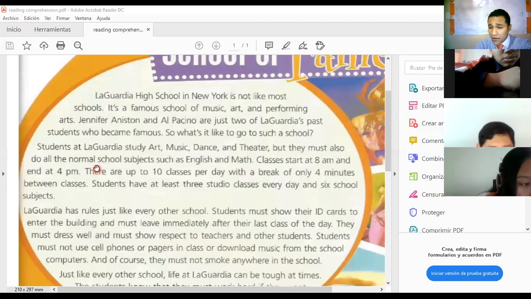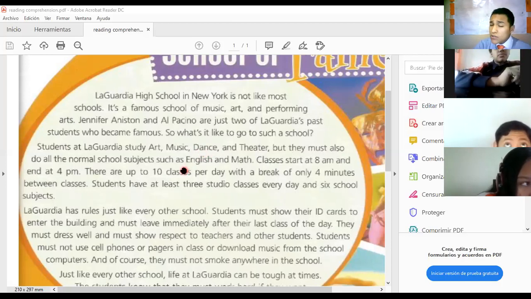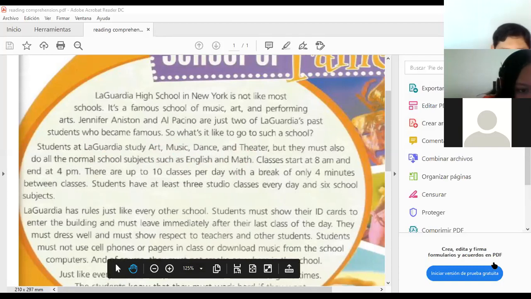Remember, please, remember the vocabulary. Come on, guys. School subjects. English, math. What more do we have? Art. Art, perfect. English, math, art. What more? Theater. Theater, perfect. What more, guys? Music. Music and? Dance. So the school subjects in La Guardia School are English, math, theater, dance, music, art. Normal school subjects. Please participate. It's reading comprehension, guys.